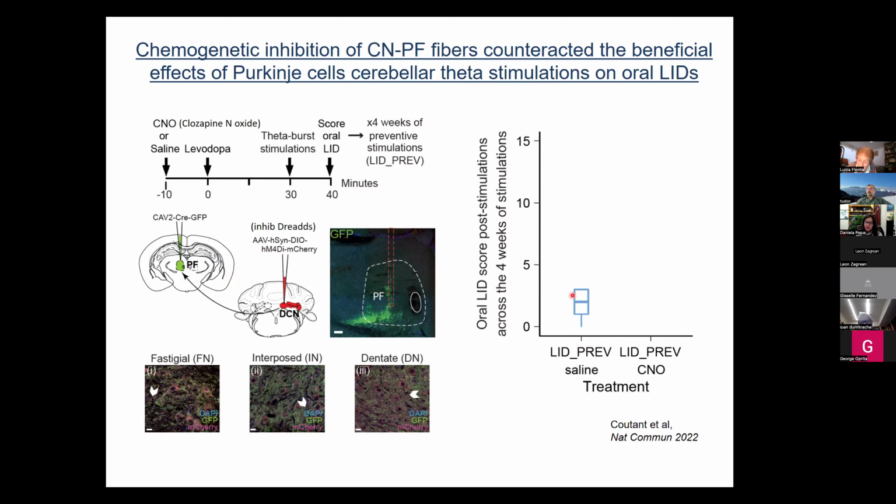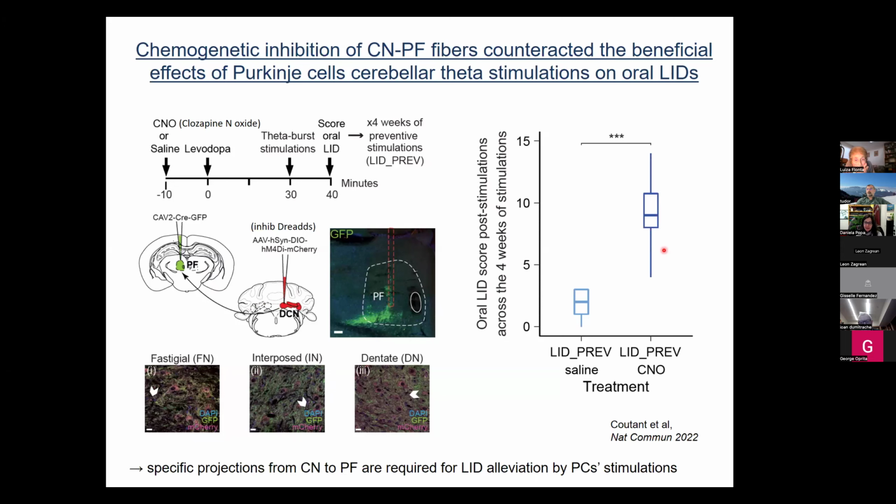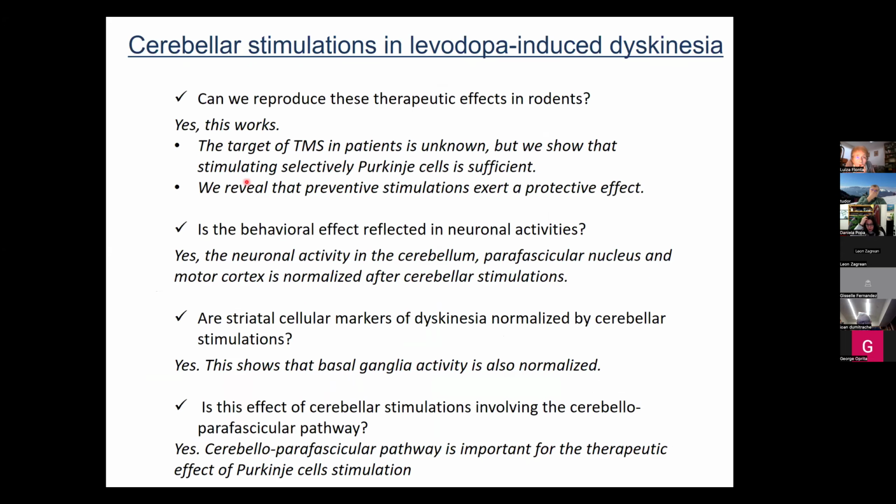So we have a decrease almost down to 0. And then if we specifically inhibit this connection while stimulating the Purkinje cells, we see that we do have the abnormal movements. This means that the specific projections from the cerebellar nuclei to the parafascicular nucleus are required for the alleviation of levodopa-induced dyskinesia that we obtain with the Purkinje cell theta burst stimulation. So we saw that this is important for the therapeutic effect of Purkinje cell stimulation.